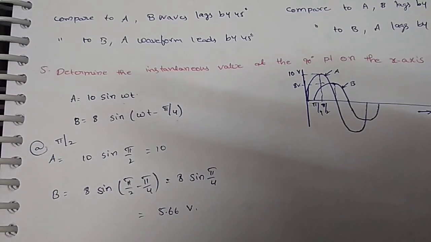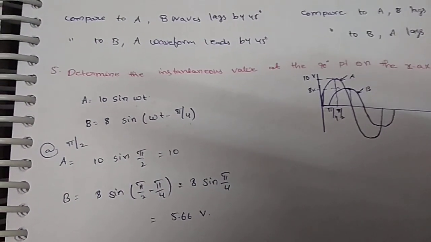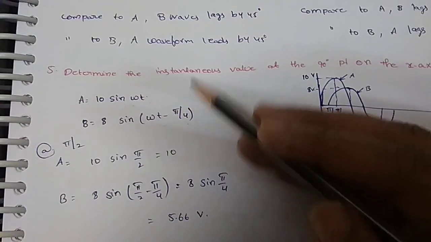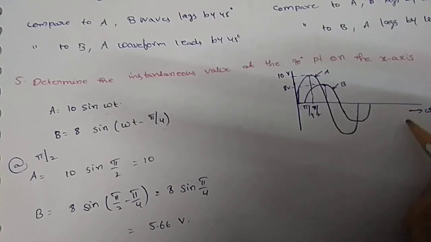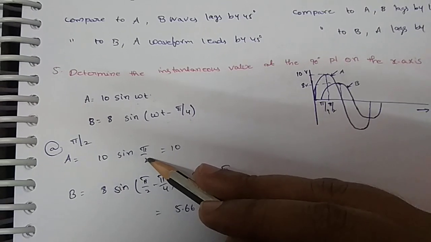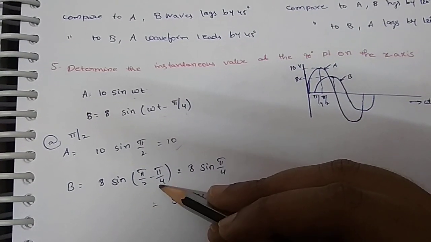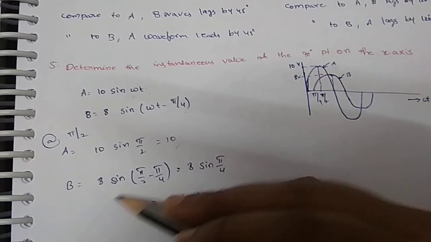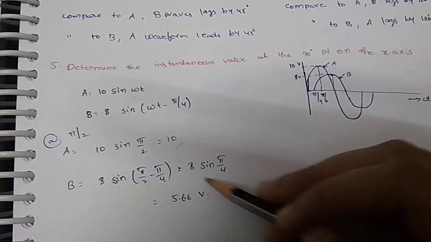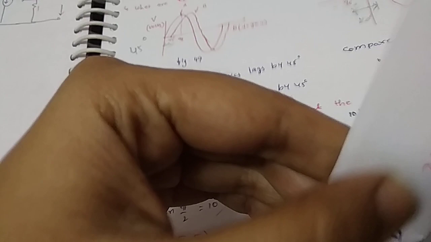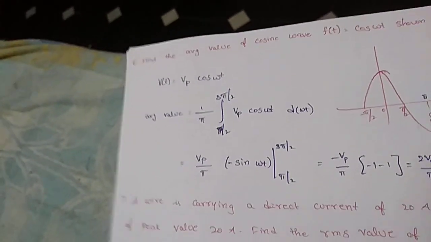For the instantaneous value, I want the value at pi by 2. That's why, in place of omega t, I place pi by 2, and I get the instantaneous value. Similarly, for the B waveform, I place the same value and get this value. Okay, so this is coming for the average value.